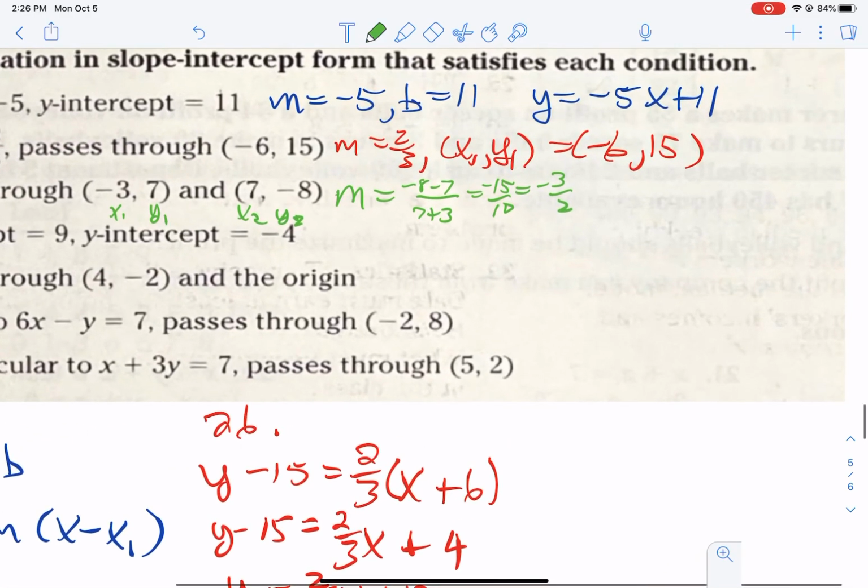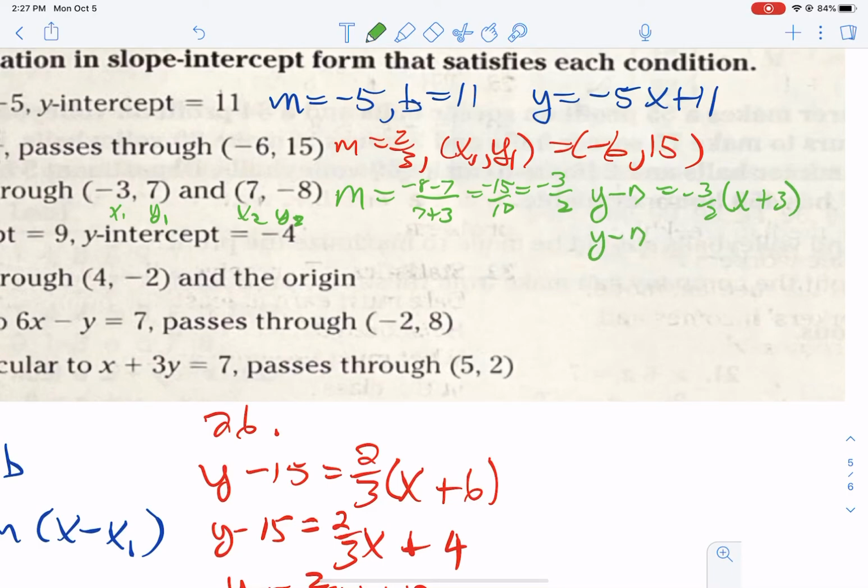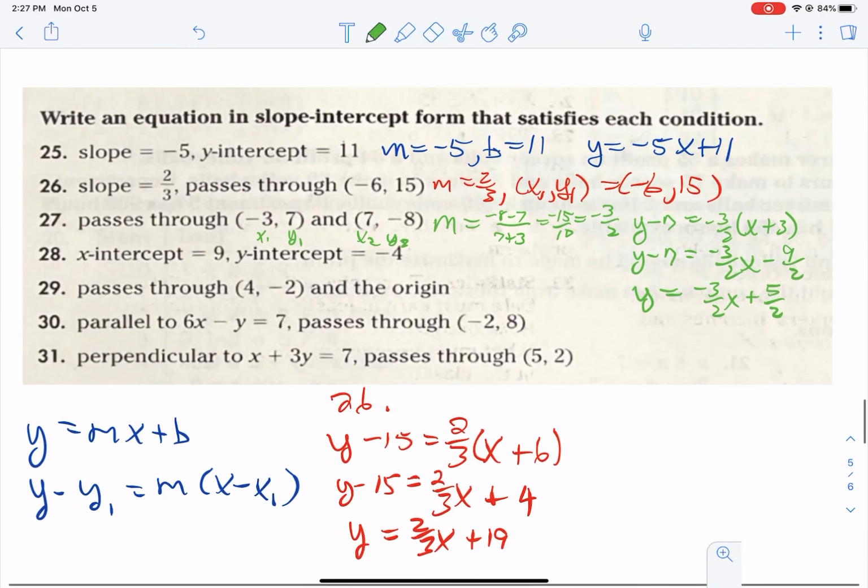Okay, so we're going to do y minus y1, where y1 is the 7 you see right there, equals our m, which is right here, negative 3/2, times x minus our x1, which was right here. So that's going to become plus 3. So we get y minus 7 equals negative 3/2 x minus 9/2. 7 is 14/2, so if we add 14/2 to the negative 9/2, that's going to be positive 5/2. And that is unfortunately gross. That's what you're going to get.